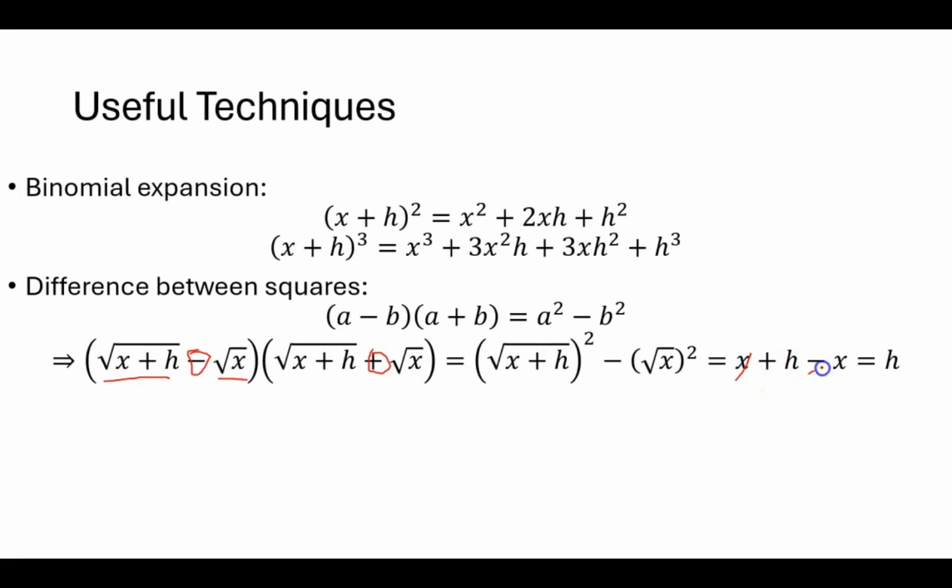Then this x cancels out and leaves you with an h only. This h can then cancel out with the h at the denominator. And then you're basically done with your work. You substitute h equals 0 afterwards, and you can find your derivative.